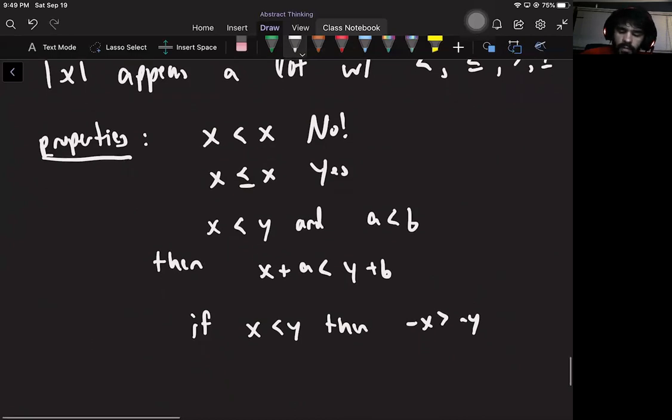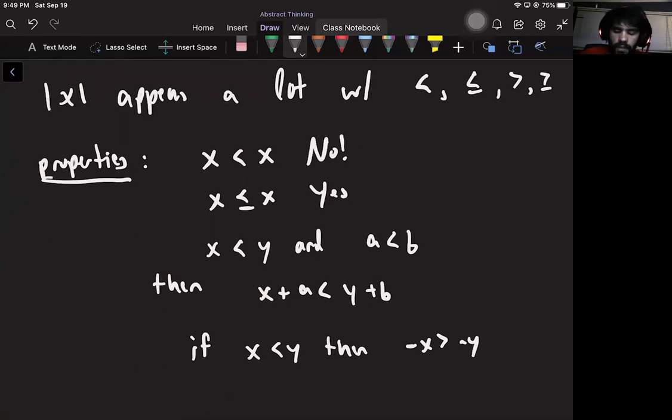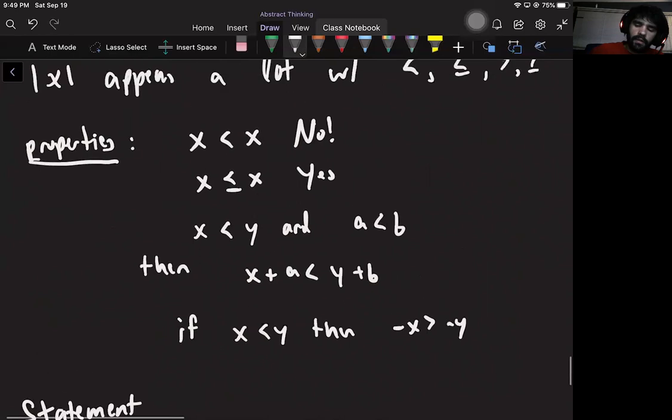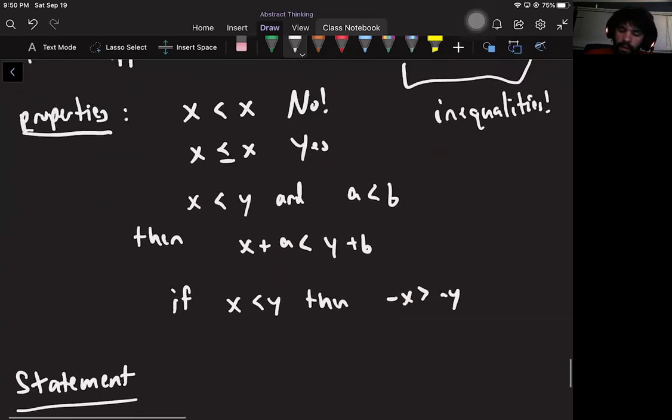Stuff like that. So I'm probably gonna have more appear out of nowhere once I know which ones I need to use. But these rules, for some reason, show up a lot with absolute value stuff. So just keep that in mind. Properties of inequalities. Those are called inequalities. I guess I should have said that word. Very fancy word. Okay, inequalities.